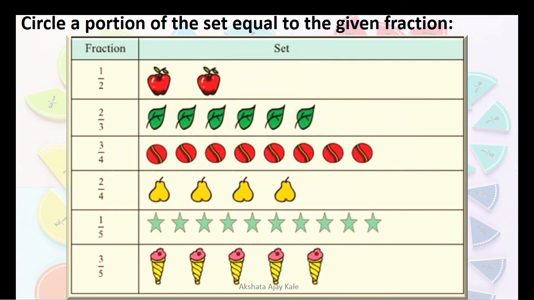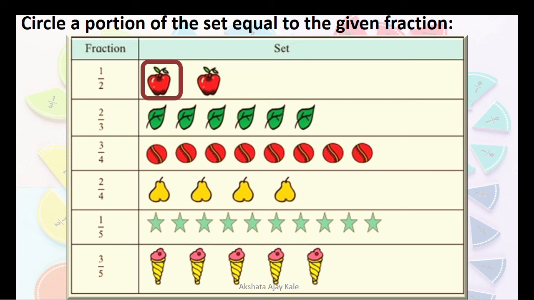Okay, now on this basis we have to apply the knowledge to this. Here sets are given. You know how to make the set now. Correct? Sets are given here. See, this is set of 2. But we have to show, see, circle the portion of the set equal to the given fraction. Here 2 are given, we have to show half fraction. Out of these 2, 1 means half, isn't it? You know half portion means this is half. Got this?